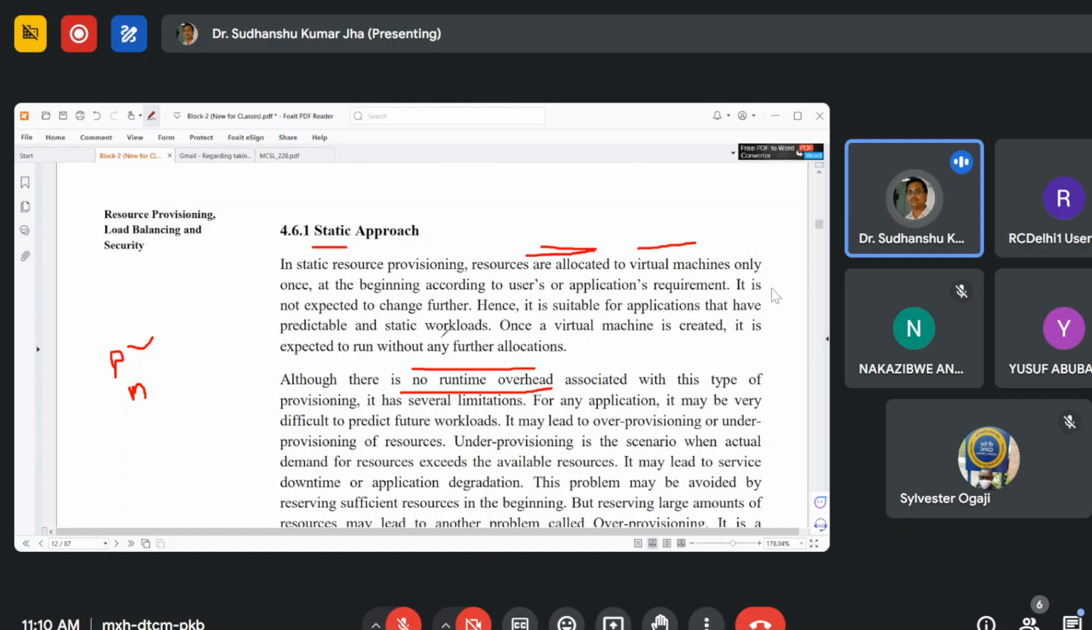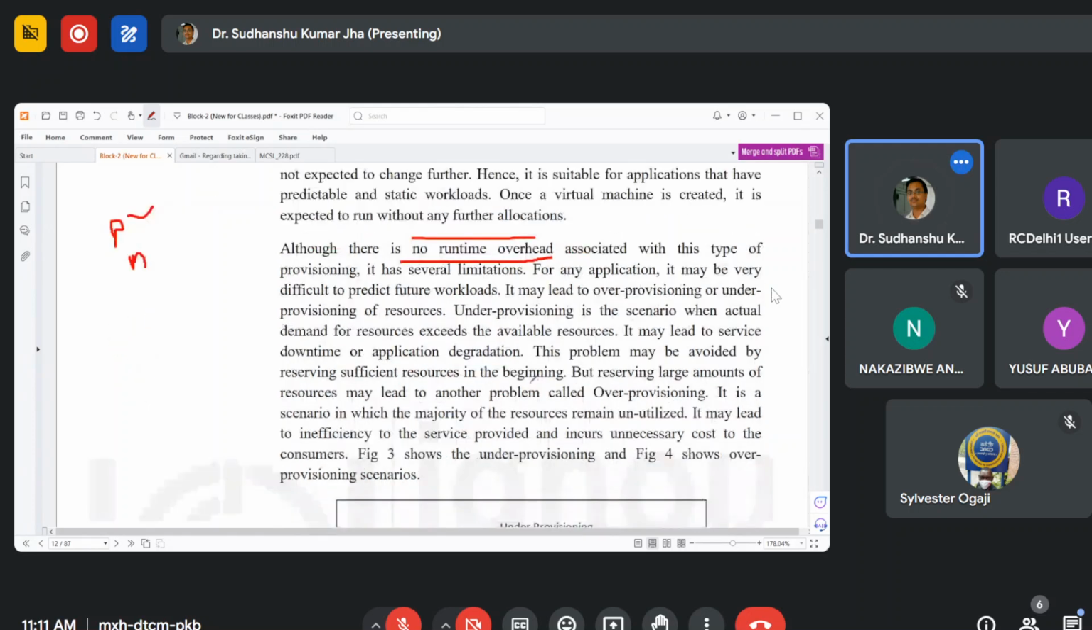in the case of the dynamic approach, during the execution of the program, if the program requires some more resources, you simply send the information to the cloud service provider, and the cloud service provider will verify you, and then they may allocate the resources. So in the dynamic approach, the runtime overhead is very high. Runtime overhead means you are communicating with the service provider.